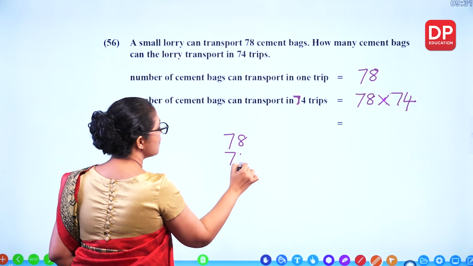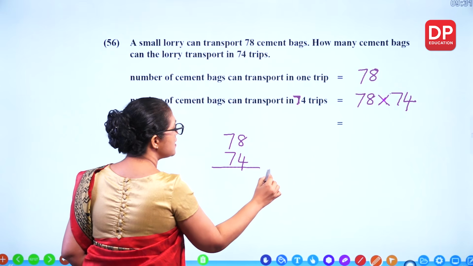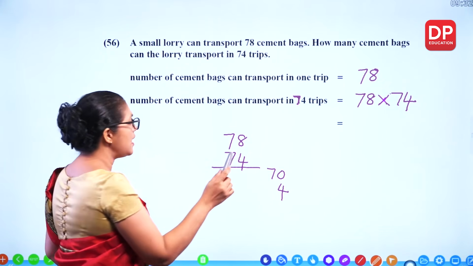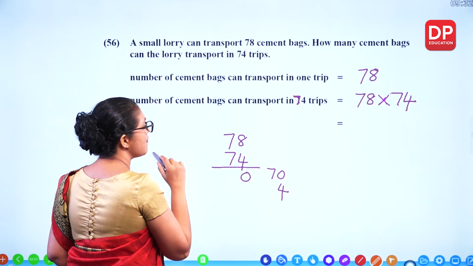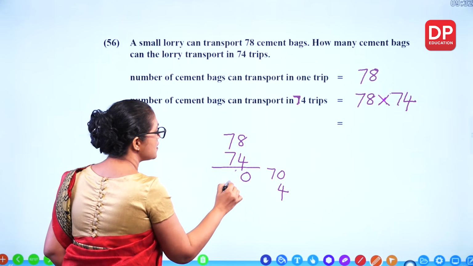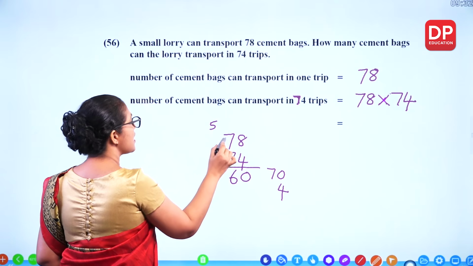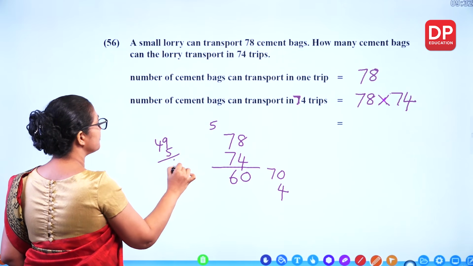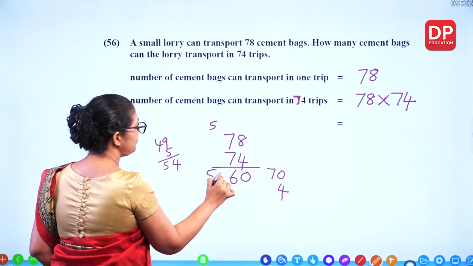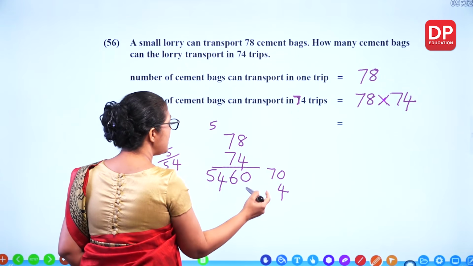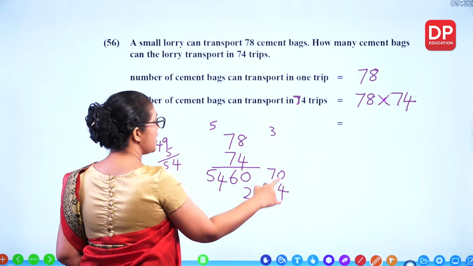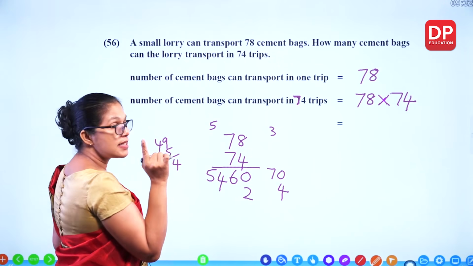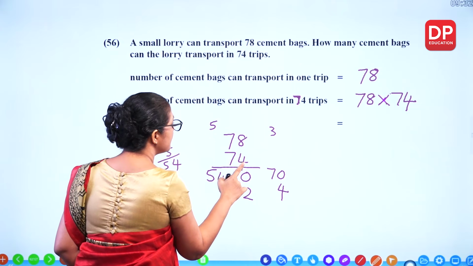78 times 74. 74 means 70 and 4. So how do you multiply by 70? You put a 0 and multiply by 7. 7 times 8, 56. 5 remaining. 7 times 7, 49. 49 plus 5, 54. 4 times 8, 32. 3 remaining. 4 times 7, 28 plus 3, 31.